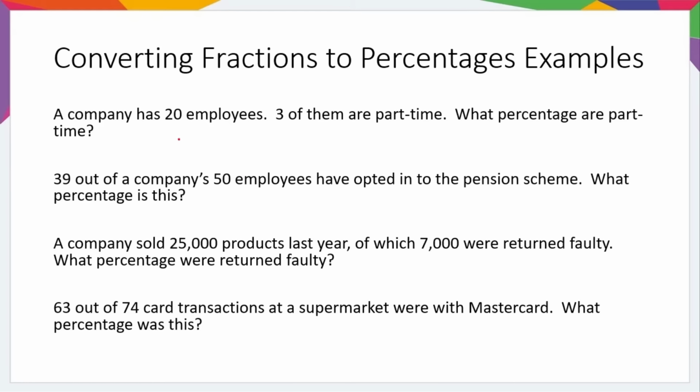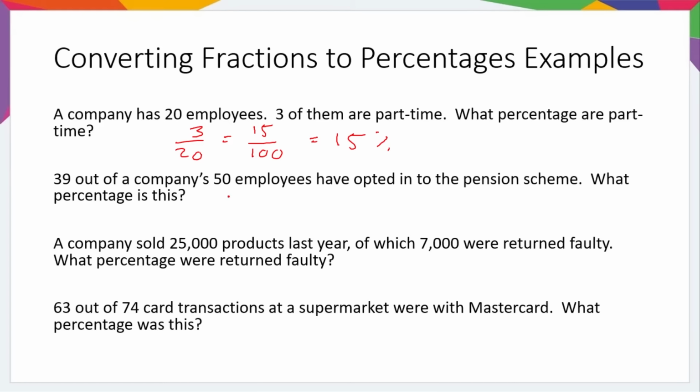So a company has 20 employees, 3 are part-time. What percentage are part-time? Well, that is 3 out of 20. So we need to convert this into a percentage, which is an equivalent fraction out of 100. 20 multiplied by 5 is 100, so we need to multiply the top by 5. So 15 out of 100, so 15%. Or if you're feeling lazy, using a calculator, 3 divided by 20 times 100, 15.